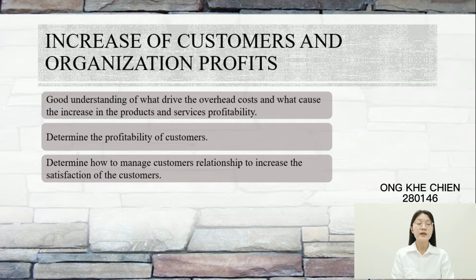The management team can examine the customer's profitability information and determine how to manage the customer's relationship in order to increase the satisfaction of the customers. As a result, the organization profit and the customer profits can be increased when the information is provided by the analysis of the activity-based costing system.